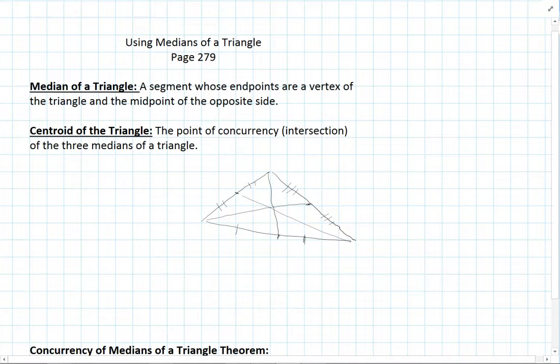Those are called the medians. They bisect a side, and then from that midpoint, the bisection, the median, goes over to the opposite angle. So those are medians. The point of concurrency here in the middle is called the centroid. Alrighty, so again, the medians bisect the sides and they cross over to the opposite angle.